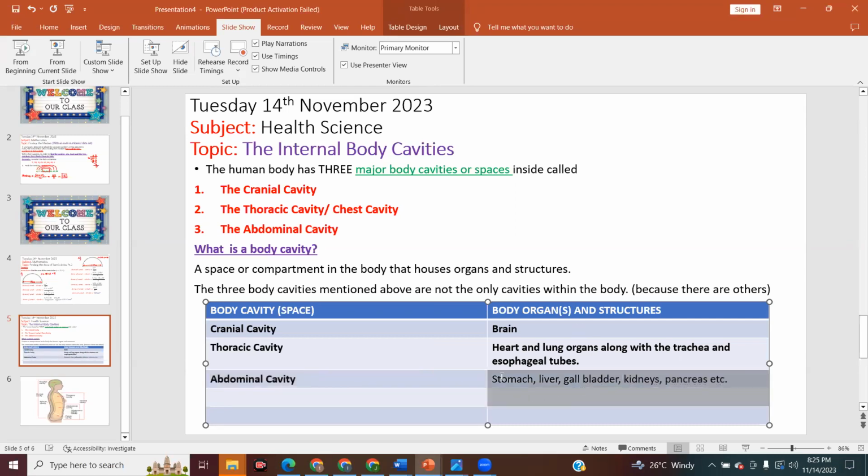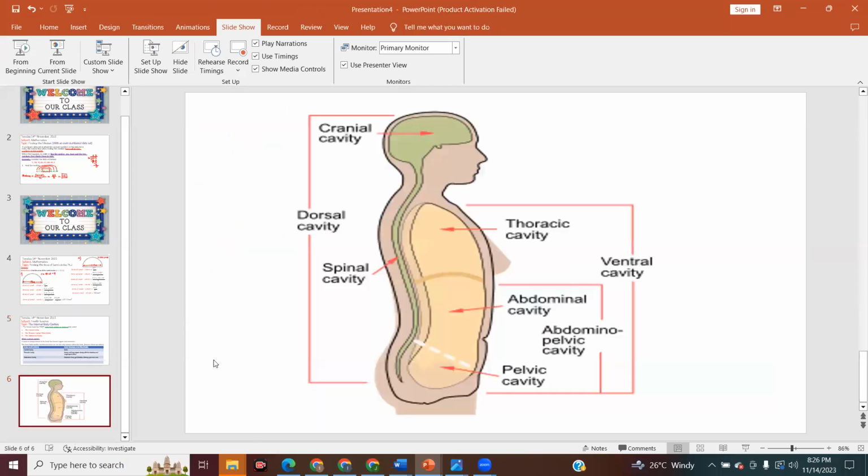All right, so when I say the cavity, you tell me what's inside the cavity. Abdominal cavity. Stomach, liver, gallbladder, pancreas, kidney. Very good. Thoracic cavity. Heart. Very good. And cranial cavity. The brain. Okay, now it's time for the pelvic cavity.